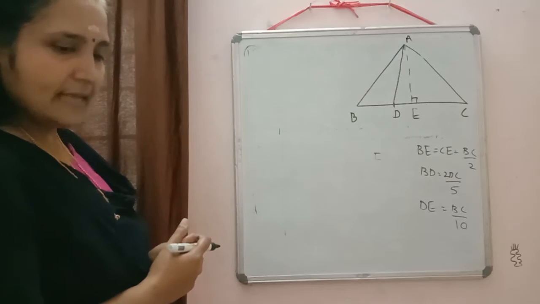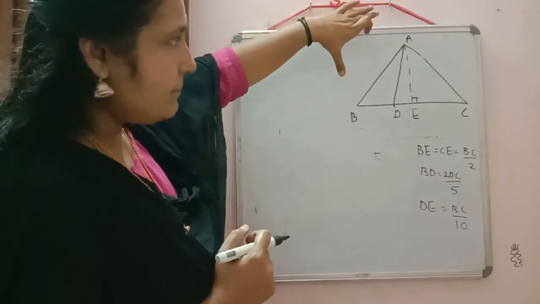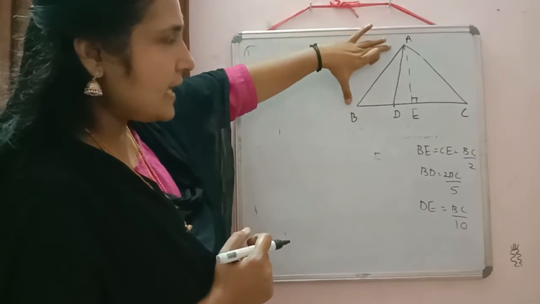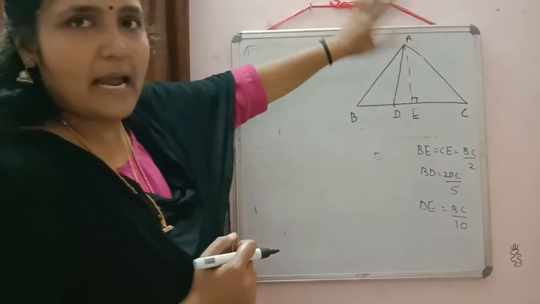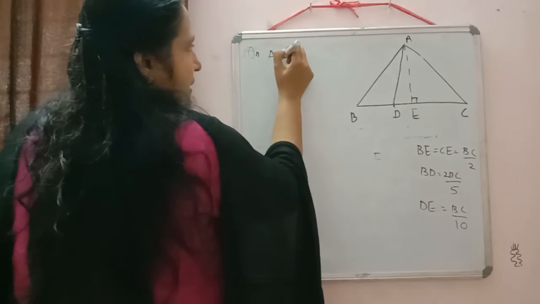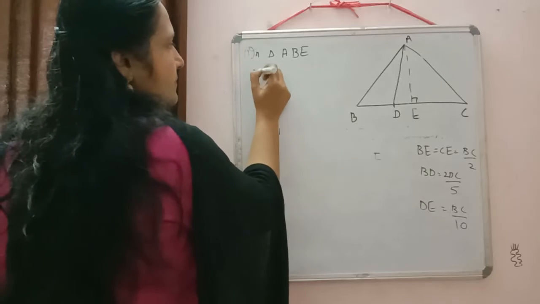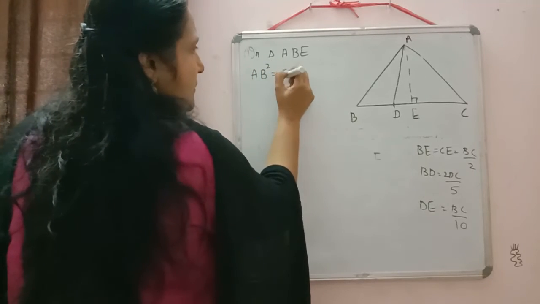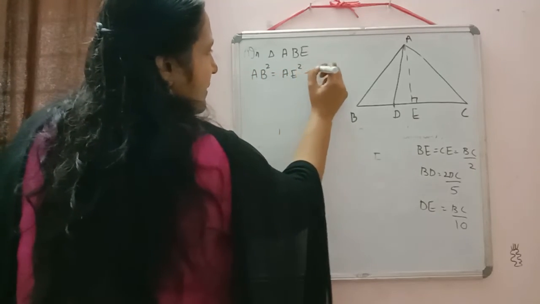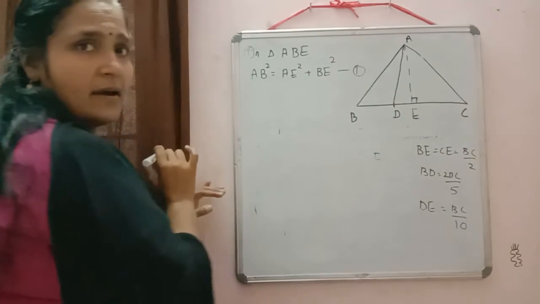So we can take that triangle in which AB is coming. So we need the side AB and AD. So side AB and AD is coming in these two right triangles. So first we will take triangle ABE. In triangle ABE what will come? AB square is equal to AE square plus BE square. Make it equation number 1.